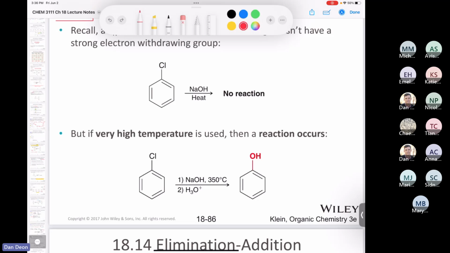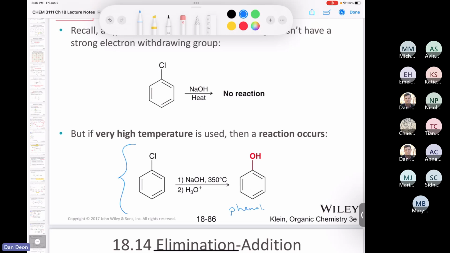If somebody in the company got the idea, they said, well, I'll just heat it up to 350 degrees Celsius. And then it did react, okay? So you take sodium hydroxide, treat it with chlorobenzene, and you crank it up high. I mean, 350, that's ridiculous. So it's really high temperature, but they went from chlorobenzene and they made phenol.